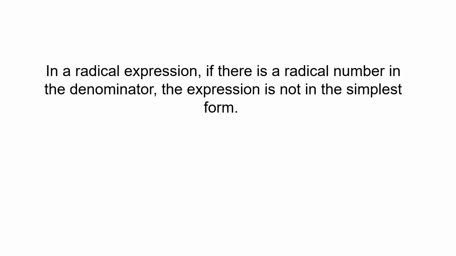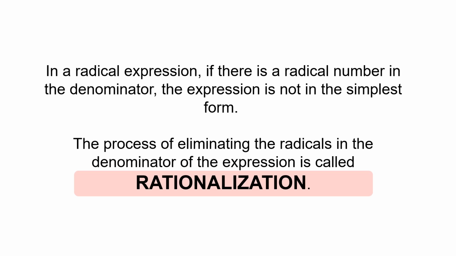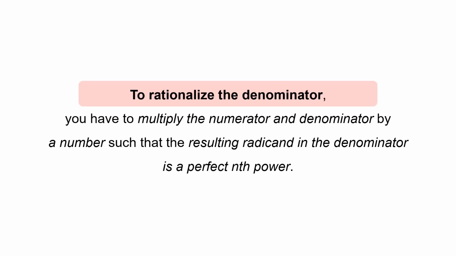In a radical expression, if there is a radical number in the denominator, the expression is not in the simplest form. The process of eliminating the radicals in the denominator of the expression is called rationalization. To rationalize the denominator, you have to multiply that fraction by a number such that the resulting radicand in the denominator is a perfect nth power.